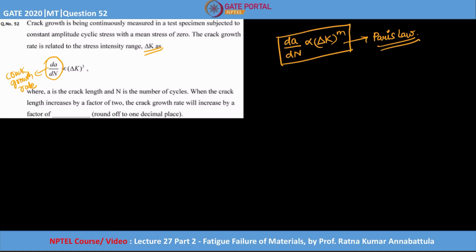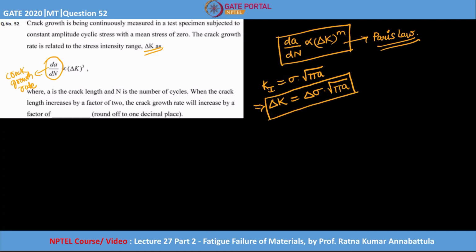So for that we have to just simplify the delta K. We know already, right? K_IC is sigma times root pi A, or if I just write K_I, I can write this. And what would be delta K? Delta K would be equal to delta sigma root pi A. That's all. This would be your delta K value.